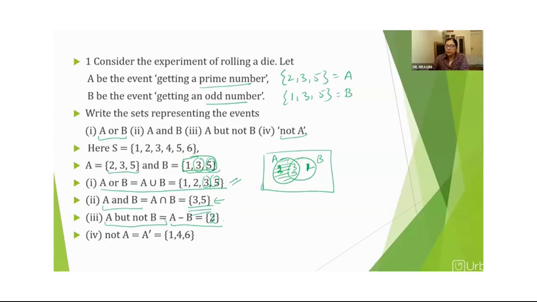The next is not A. So here, even if B is there, we only have to consider A. A is this circle, right? We have 2, 3, 5. So what is left outside this? If we talk about the whole sample space, 1, 2, 3, 4, 5, 6, leave 2, 3, 5 here. So the elements which are not in A are 1, 4, and 6. They might be here or outside this, but they are outside A only. So 1, 4, 6 are in the sample space but not in A.